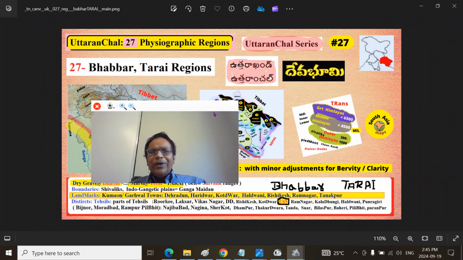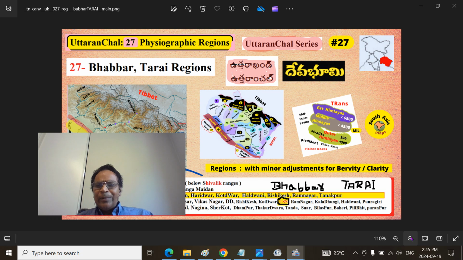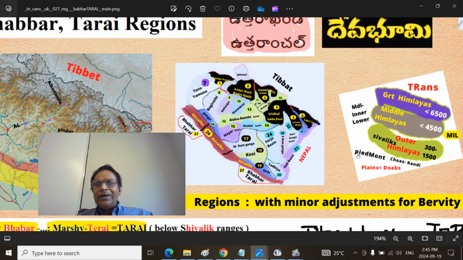You can see this, if you say the Himalaya mountains, I have put it here. This is the outer Himalayas or Shivaliks, 300 to 1500 meters. Anything above, up to 4500 meters, is the middle Himalayas. Sometimes called the inner Himalayas or lower Himalayas; you get all the words there. Lower Himalayas are not Shivaliks. Shivaliks are the outer Himalayas. In order to avoid confusion, call them the Shivaliks, that is much easier.